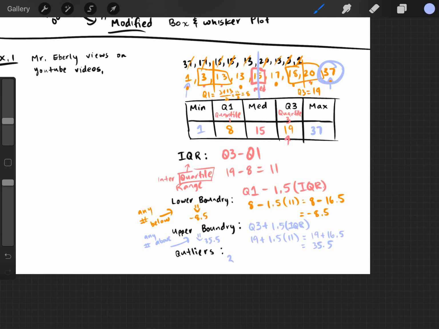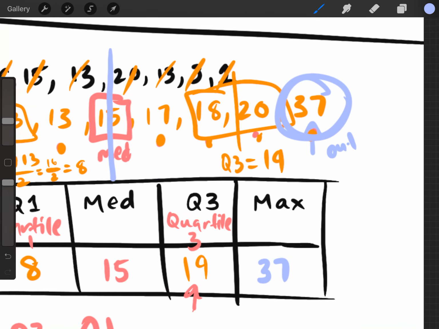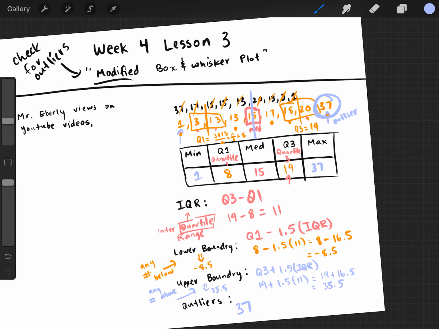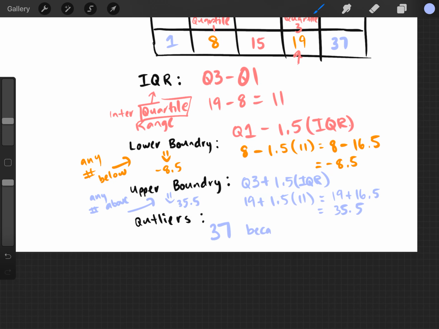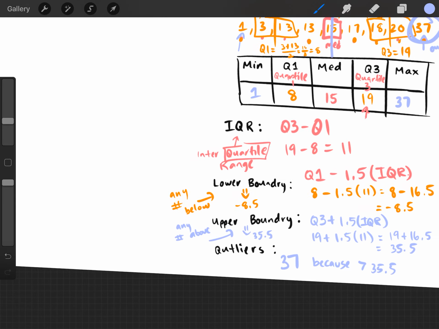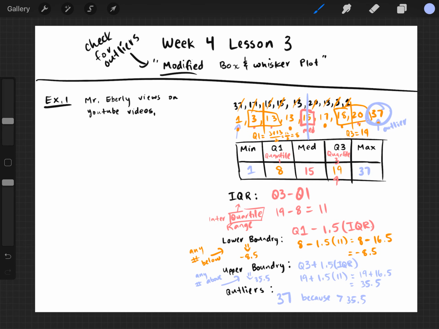For our upper boundary, any number above the upper boundary is an outlier. So we look at our set of data. Are there any numbers that are bigger than our upper boundary of 35.5? And the answer is yes, that 37 is bigger than 35.5. So that means an outlier for our data is 37. And it makes sense, 37 is pretty far away. I'm going to say this is an outlier.